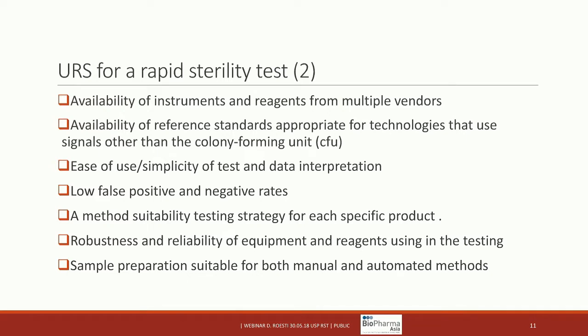Then the system should be easy to use, should be simple, so you don't need really a sophisticated analyst who has many years of training, and it should give a very clear-cut result, and should not leave too much room for interpretation. We're working in a GMP environment, so it should really have a very clear-cut result. The system should also have a low false positive and false negative rate, and it should be possible to perform the suitability testing for each specific product.